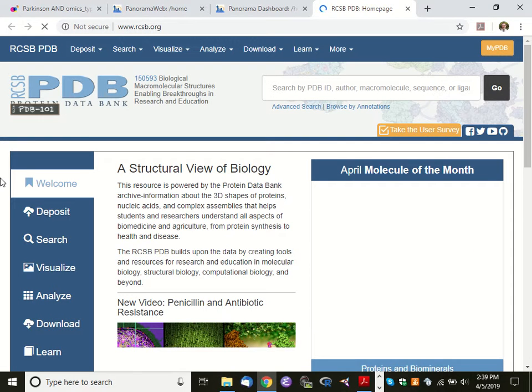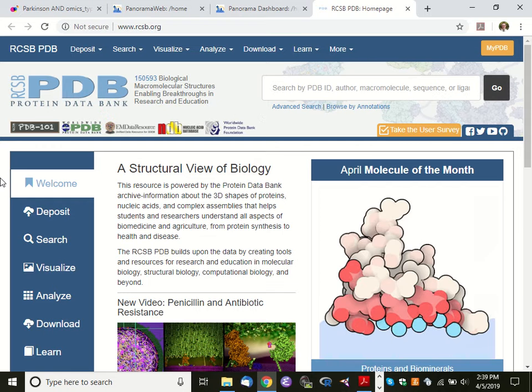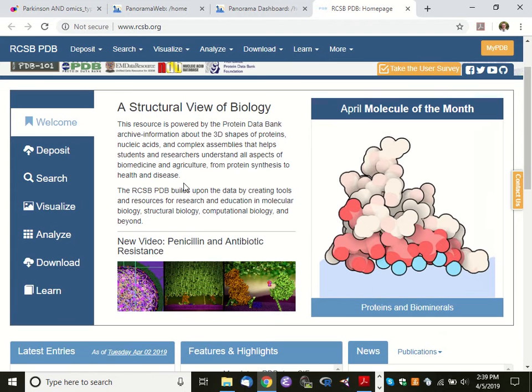So here we are at RCSB, this mirror of the Protein Data Bank. First off, I want to point out that they have some really cool articles about structure here. Every month, they have another molecule of the month, where they tell you a little story about how the structure of this critter allows it to do its thing. I think that's awesome. What a great idea.